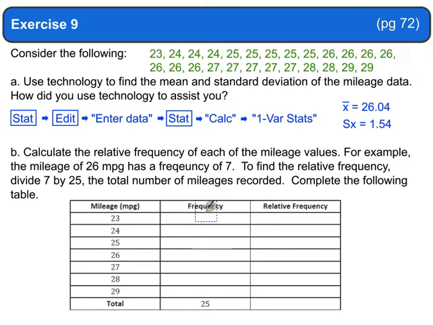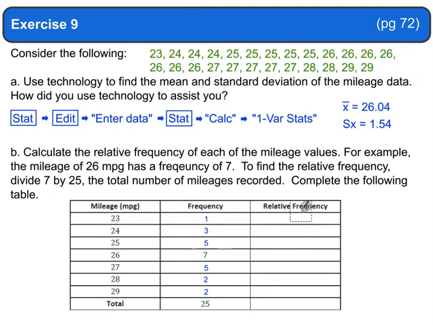So we have to go through and count how many we got. For 23, there was 1. It looks like there are 3 24s. There were 5 25s, 7 26s. For 27, we got 5 of those. For 28, we've got 2, and 29, we've got 2. That adds up to be 25 total.